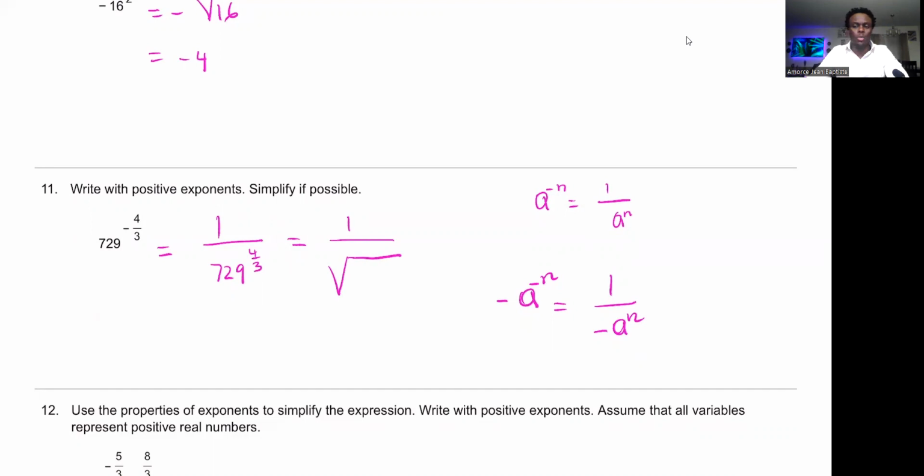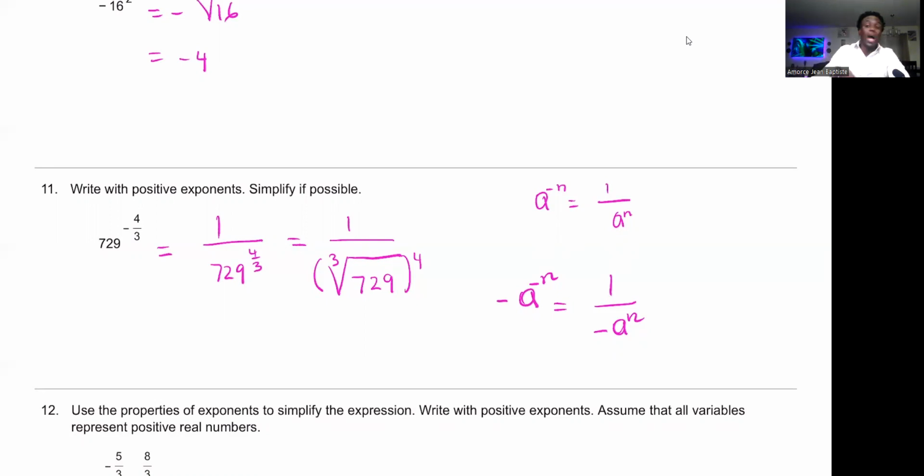Stop and answer the question for yourself. What's the index? 3, 729. Like I said, I like when the power goes on the outside of the whole radical expression. So that's it. And then I'm going to solve the cube root of 729.